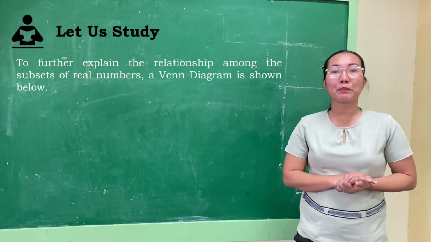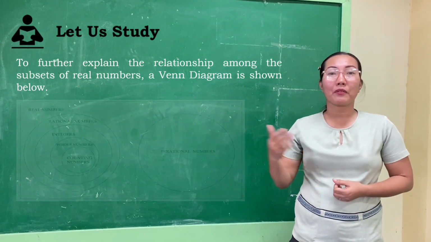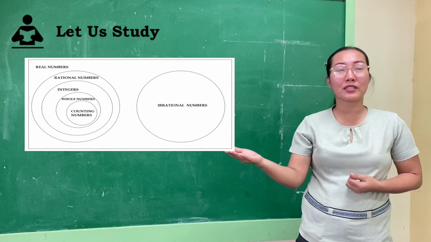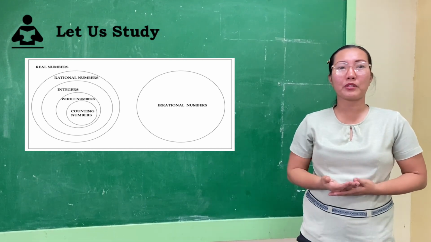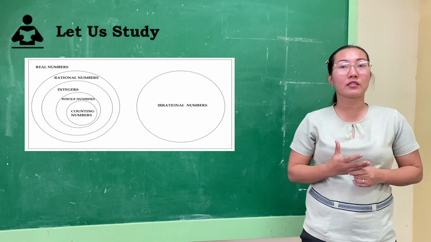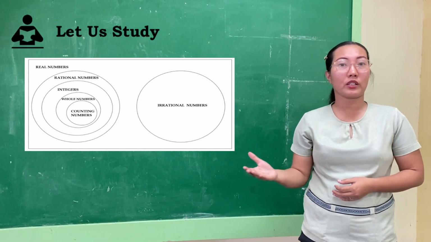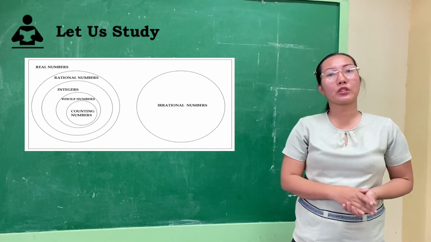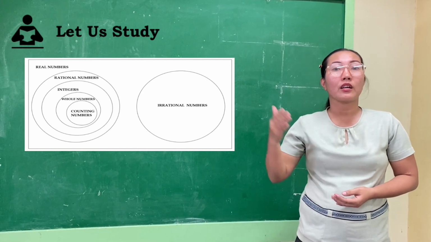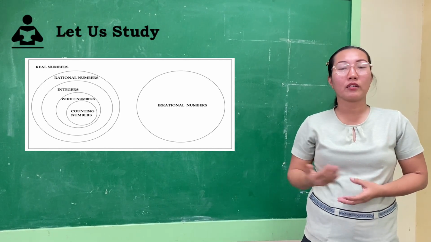So to further explain the relationship among the subsets of real numbers, a Venn diagram is shown at the right. As you can see, we have this universal set of real numbers, and then under the real numbers, we have the two circles. The first one is the rational numbers, and the other one is the irrational numbers. So under the rational numbers, we have these integers. We also have these whole numbers, and under the whole numbers, we have the counting numbers.